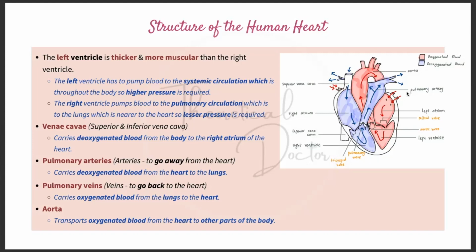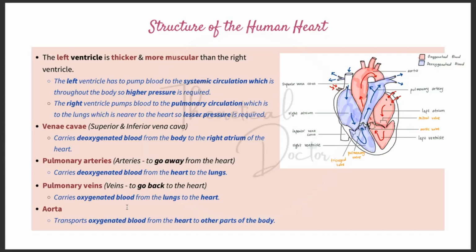Same thing with pulmonary vein, it carries blood back to the heart. Take note that I'm saying blood back. I'm not saying deoxygenated, I'm not saying oxygenated, I'm saying blood back. Do not remember the vessel by the term oxygenated or deoxygenated because you can get confused. Just remember artery, it carries blood away from the heart, and vein, it carries blood back to the heart.